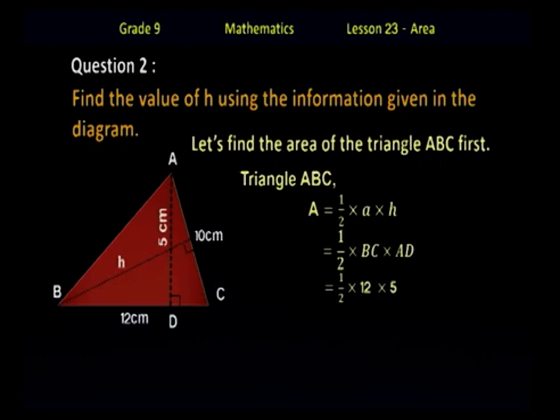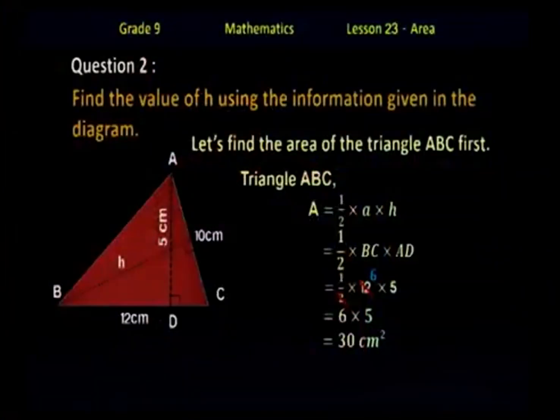Then simplify. Now you can see 2 and 12. They are divided by 2. Then you can cut. Then 12 is cut by 2. It is 6. Then the answer is 6 into 5. It is 30 square centimeters. But in our question, you should find out the height denoted by simple H.